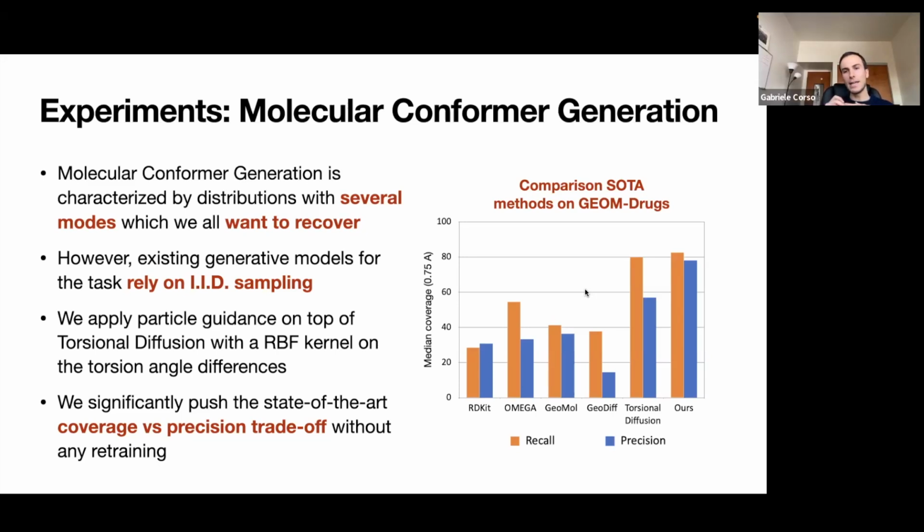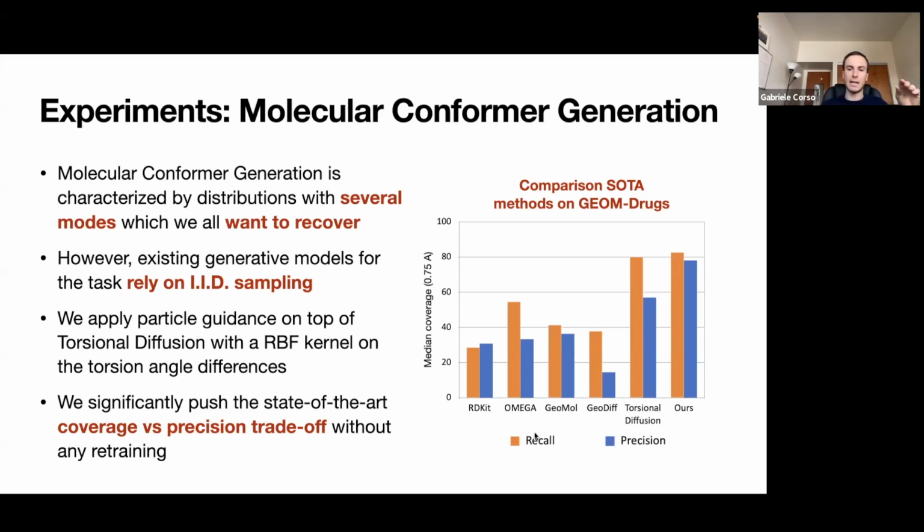So the way this works, unfortunately, is that you always have a trade-off. Even for particle guidance, it's always a trade-off between the two. The reason, for example, that in torsional diffusion recall is relatively high is the way this benchmark has been set in the literature: if you have n conformers, you generate 2n conformers, so you generate twice as many conformers. This is why typically this recall number is higher, because you are given more sampling.